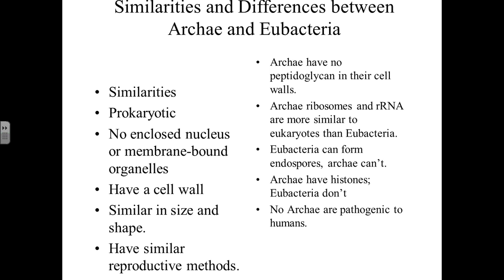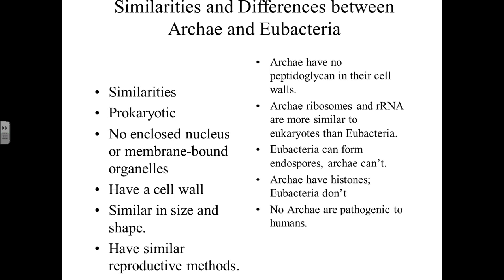So some things that are similar. They're both prokaryotic. No membrane-bound nucleus. None of the typical membrane-bound organelles. They both have walls. Now, their walls are made in very different ways, but they both do have cell walls. They're fairly similar in terms of their size and their shape. And they reproduce mostly the same way, which is essentially what? Binary fission, asexual. So those are a bunch of similarities.